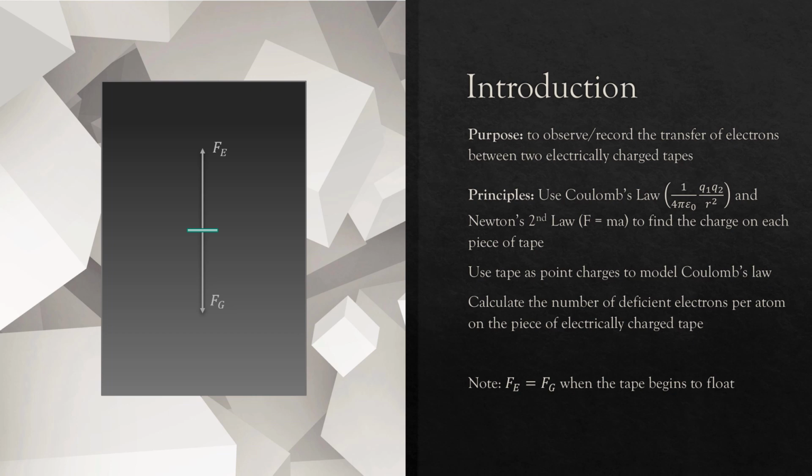And then for Newton's second law specifically, we're going to be using the gravity equation. So force equals mass times negative 9.81, which is the acceleration due to gravity of the Earth. We're going to be using the tapes as point charges to model Coulomb's law. And then we're finally going to calculate the number of deficient electrons per atom on the piece of electrically charged tape. One more thing to note is that when the electrical force coming from the held tape is equal to the gravitational force, then the tape is going to begin to float.